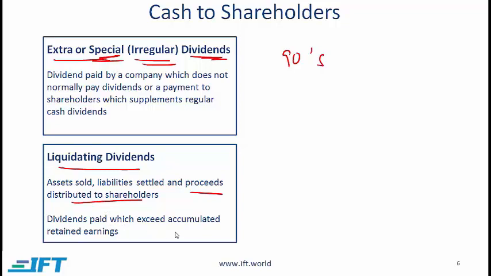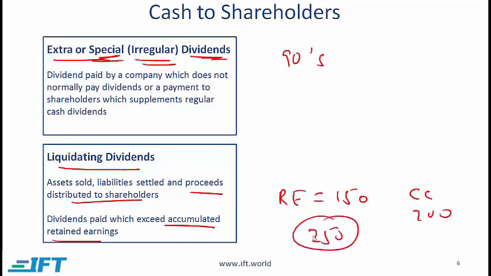If a dividend is paid which exceeds accumulated retained earnings, then this also is categorized as a liquidating dividend. For example, if a company has retained earnings equal to 150 and contributed capital equal to 200, and the company makes dividend payments equal to 250, then the entire 150 is being used up and the amount of contributed capital will also come down by 100, so it will come down to 100. This would also be categorized as a liquidating dividend.